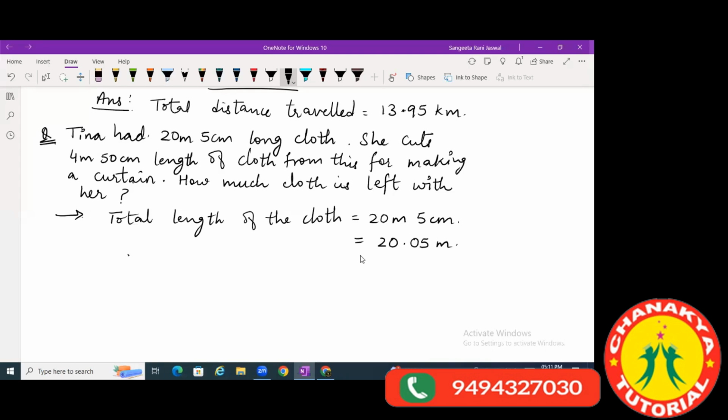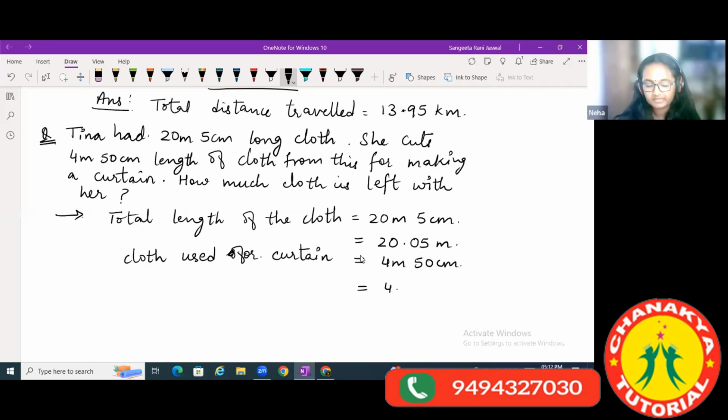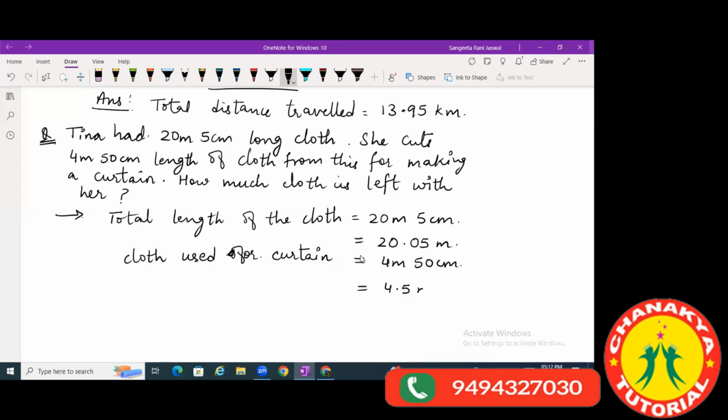Now, cloth used for curtain. Okay, length of cloth used for curtain making. So cloth used for curtain is how much? 4 meter, 50 centimeters. Okay, so when I convert this to meters, tell me now, 4.5 meters. 4.5 meters.